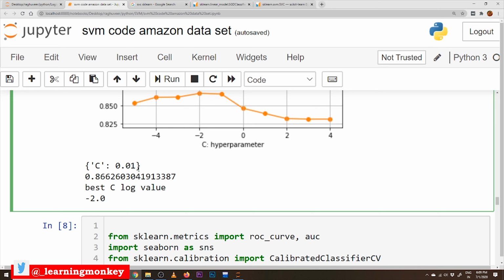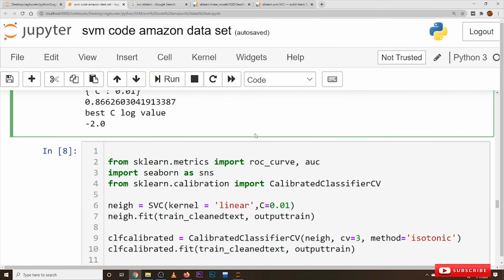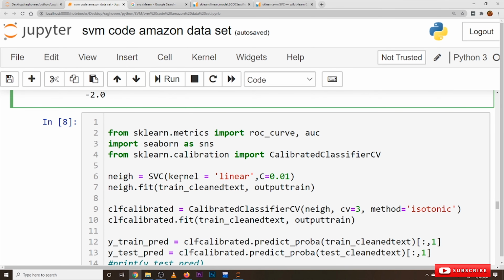At C is equal to 0.01, we got the best value, 86.6%. So we use C is equal to 0.01 for generating our support vector machine model. This C value is considered the best C value. So now we use this best C value and generate our support vector machine model on our dataset, the Amazon mobile dataset, by taking kernel is equal to linear, C is equal to 0.01.